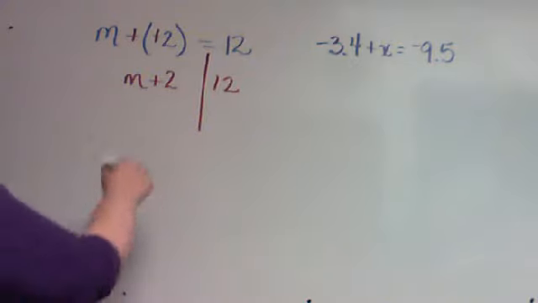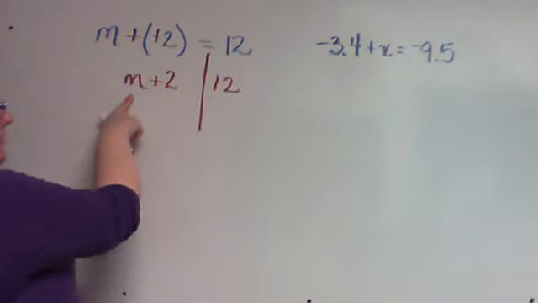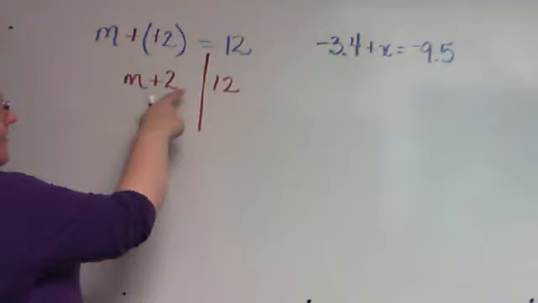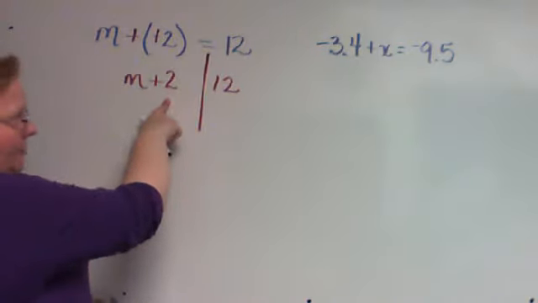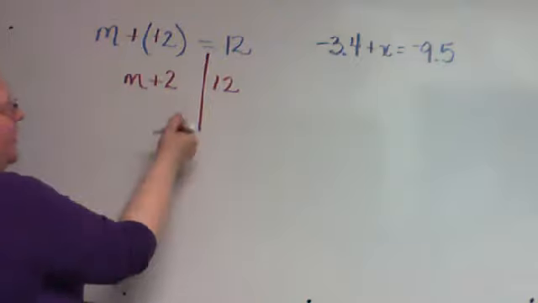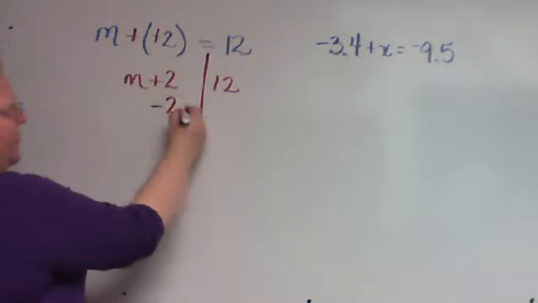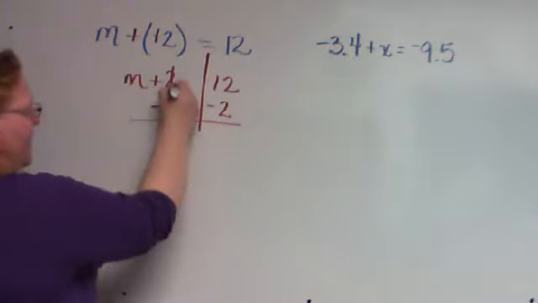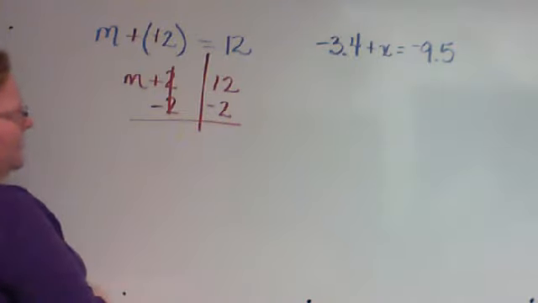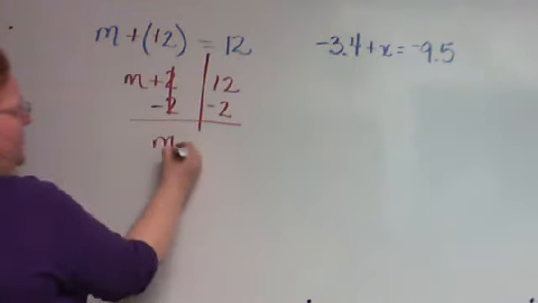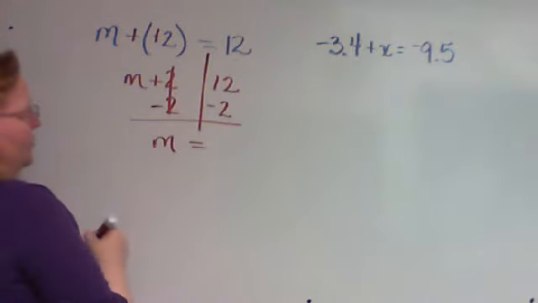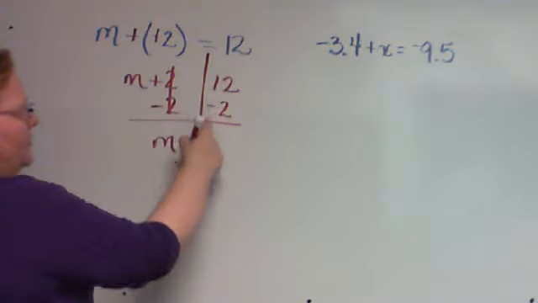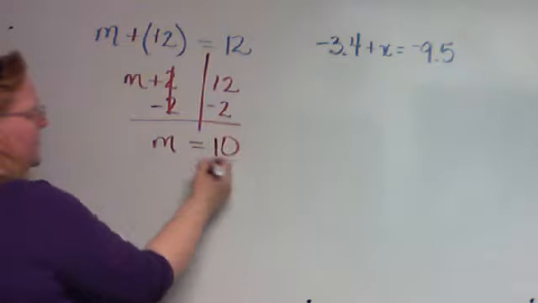So now I want the m to be by itself. So I'm going to have to get rid of my positive 2. I have to do the opposite to get rid of it. So I'm going to have to subtract 2 from both sides. That makes those 2's cancel out. I'm left with m on this side equals 12 minus 2 is 10.